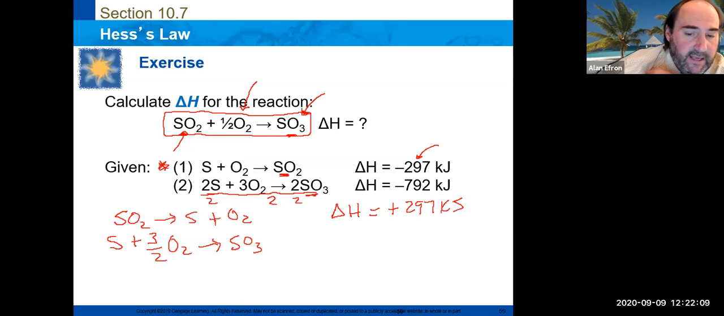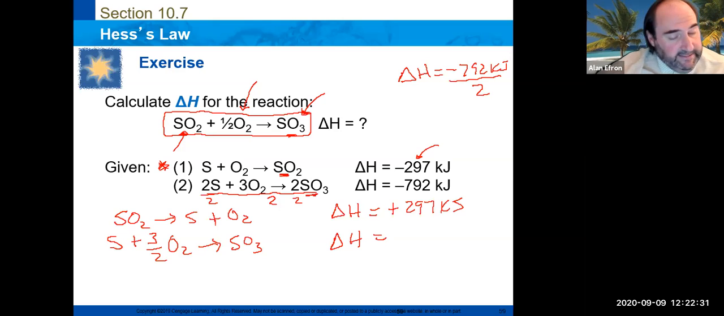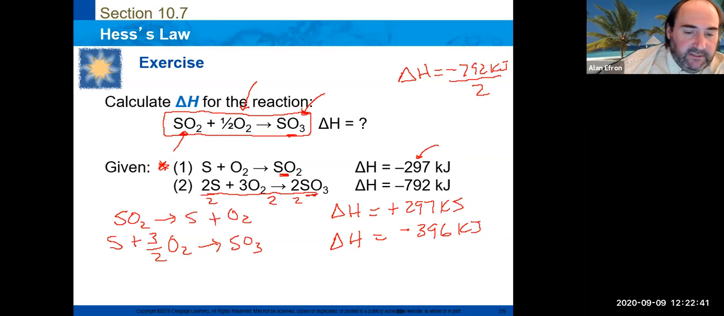And what that does to the delta H for the second equation is, I didn't reverse it, so it's still 792. But what I did do to it is I divided it by 2. So I need to take that delta H value and also divide it by 2, because I divided everybody in the equation by 2. And what that's going to give us for our delta H is 792 divided by 2, minus 396. Any questions on that there?